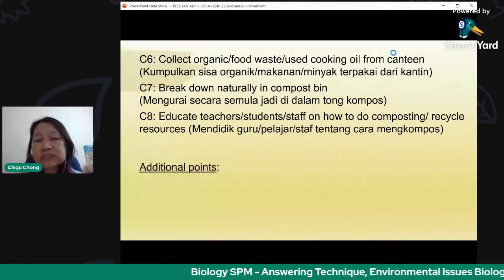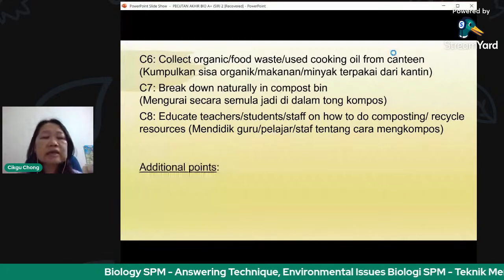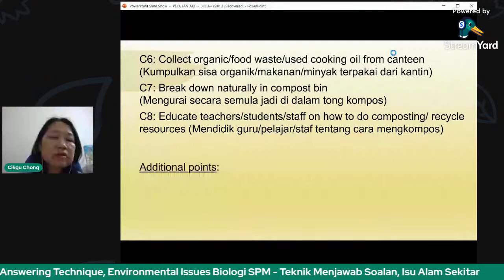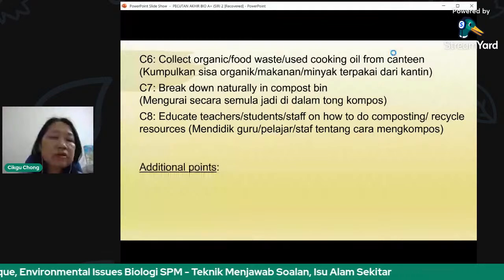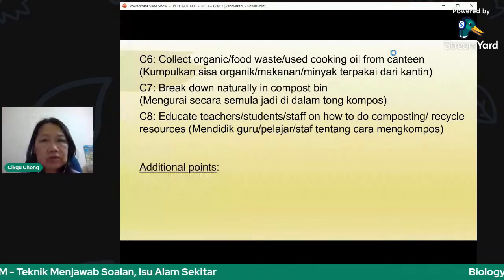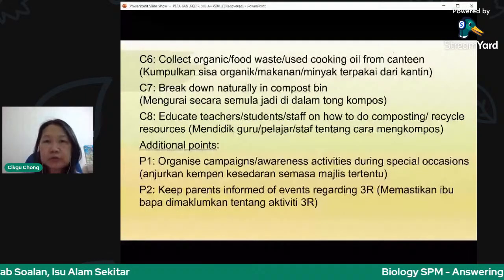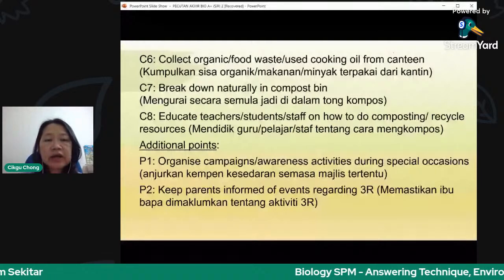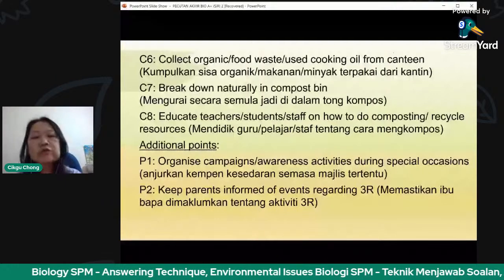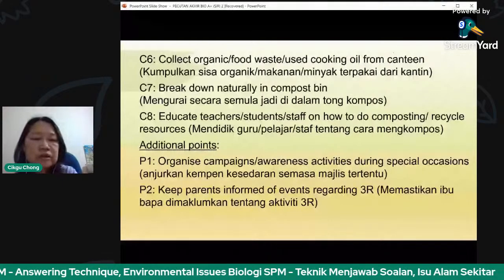Awareness during special occasions. All right, then keep the parents informed of events regarding 3R, maybe through WhatsApp, through email, and so on. Okay, so this can be used. Right, this is perfectly fine for you to use for answering questions like this. Okay, for 10 marks, you must have this touch each group. Reduce must have at least one, reuse, and also recycle. So you cannot be leaving out any, you will not get full marks.